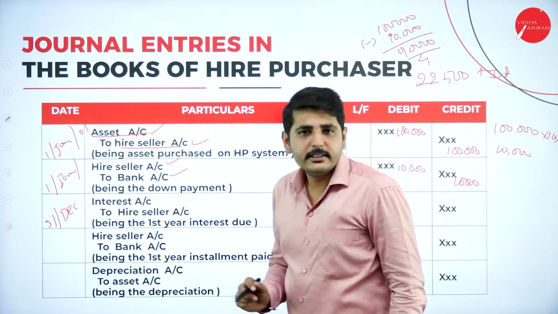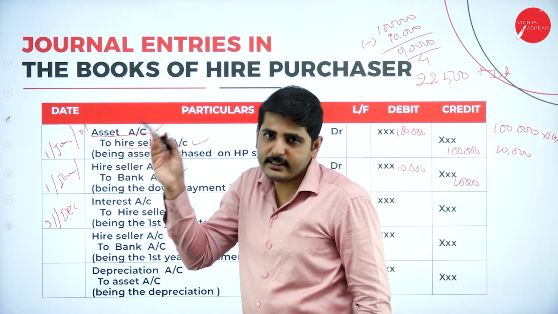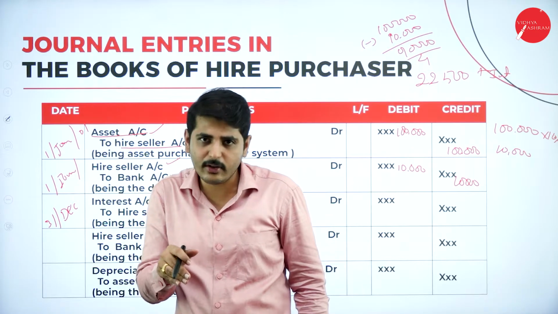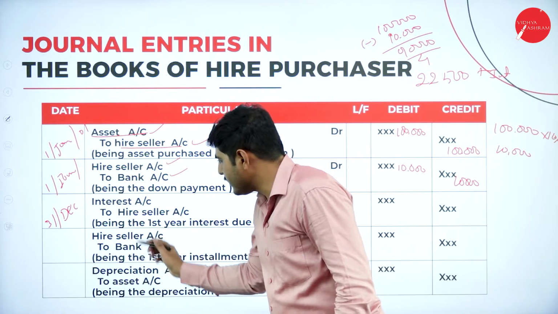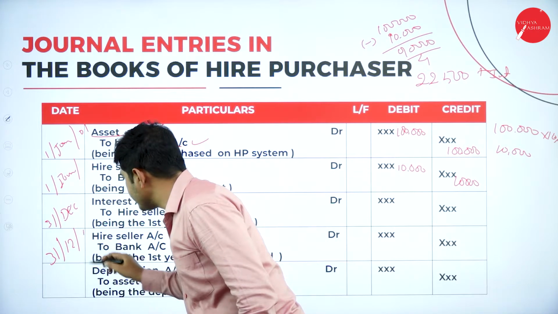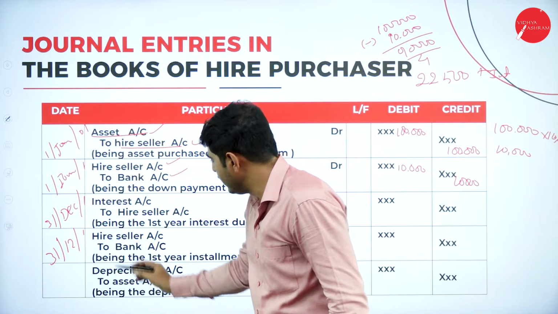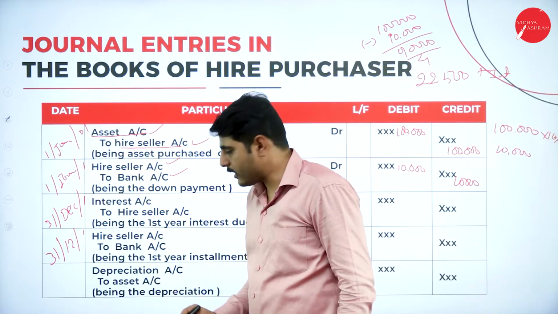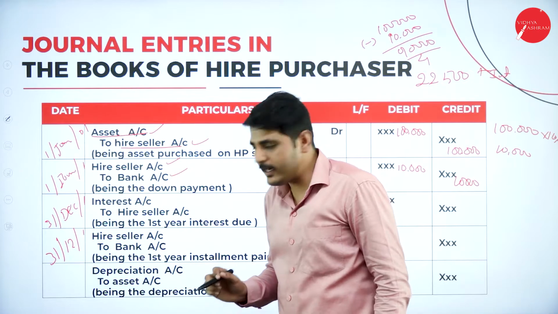What is the journal entry for paying the installment? When I pay the installment, who is the receiver? Hire seller is the receiver. What is going out? Cheque or cash is going out, so it is the bank or cash account. Journal entry, hire seller account, date 31st December, first year. These are all entries for the first year. Hire seller account to bank account, being the first year installment paid.